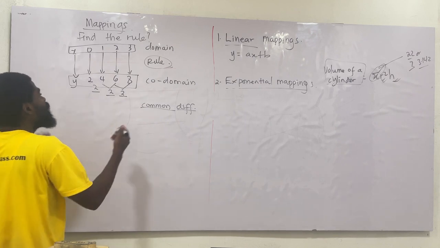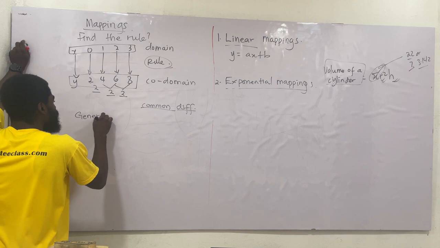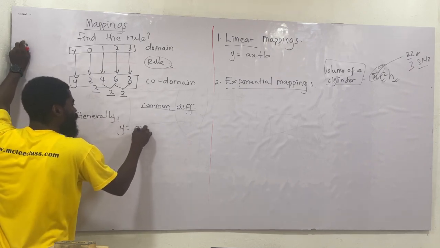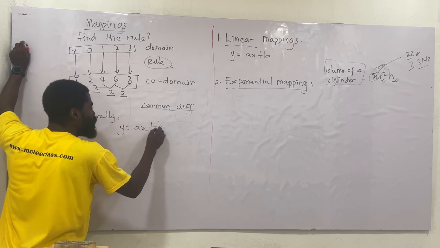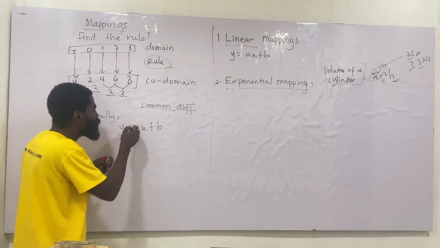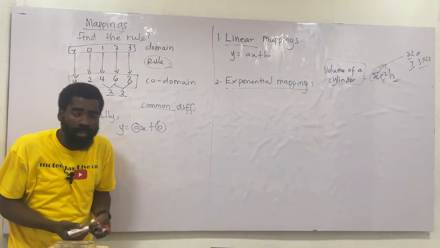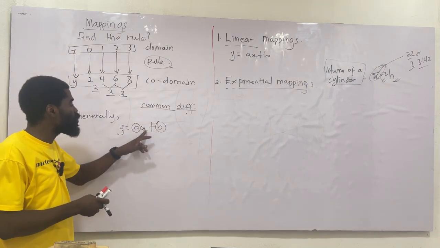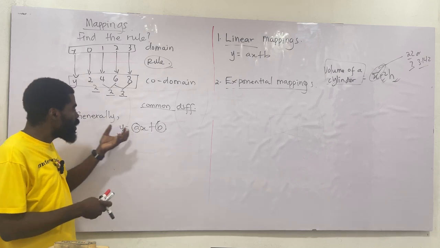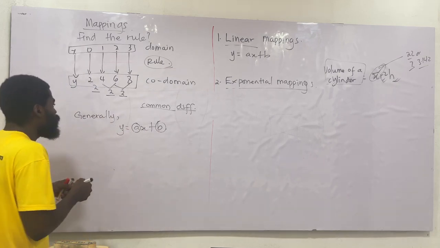So now that we know it's linear, generally, for linear mappings, y equals what? Ax plus b. This is what we know. Now, our job here is to find the value of a and b. X and y will still be in our formula, so we don't care. As for these guys, we replace with numbers, and that's what forms the rule. So we are going to learn how to find a, find b, then we are completed with our rule. So let's go.